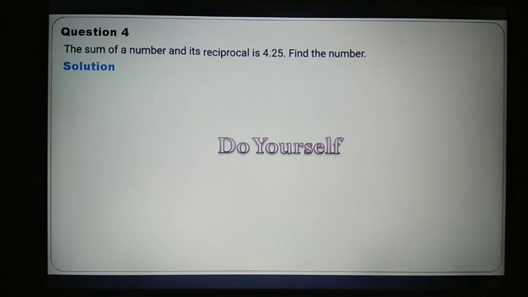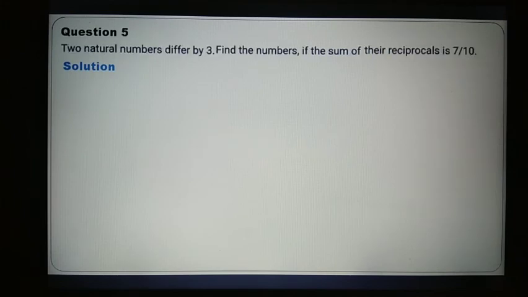Now this problem has a similar kind of question in question number 5, which I am going to do here. Now we have the next question which says 2 natural numbers differ by 3. Again I am going to take one number to be x, the other number will obviously be x plus 3. Now you have to find the numbers.